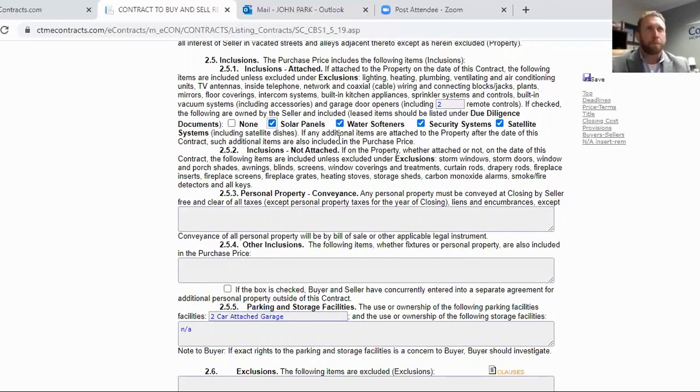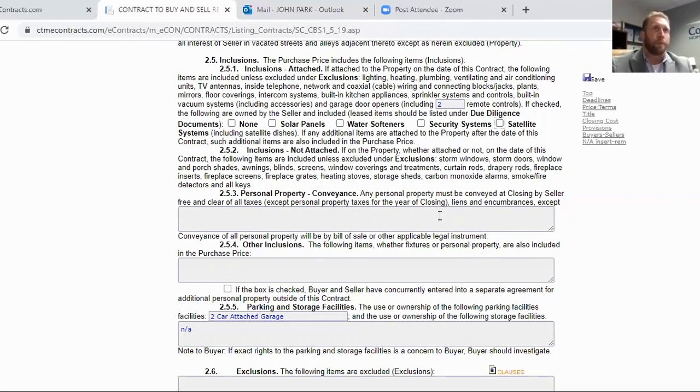Going a little bit further down, 2.5.2, inclusions that are not attached. We're covering window treatments, storm doors, awnings, blinds. One of the things I coach my sellers is, if you don't want it conveyed, if you don't want your shelves or your family chandelier conveyed with the property, take it down prior to listing the property, so that we're not negotiating the family chandelier, which in your eyes is worth $50,000 and in your buyer's eyes is worth $100, in this particular section on inclusions and exclusions.